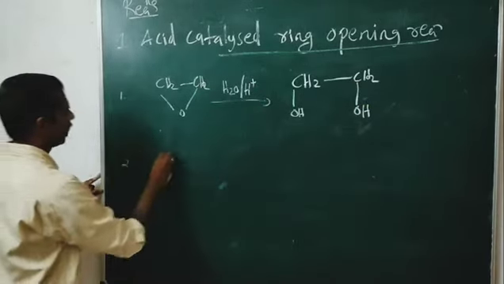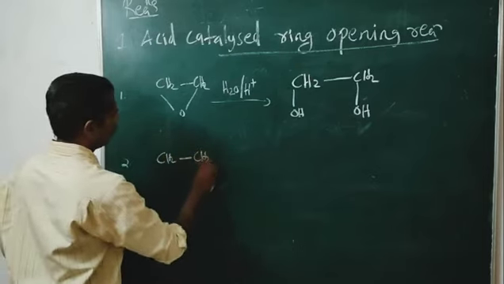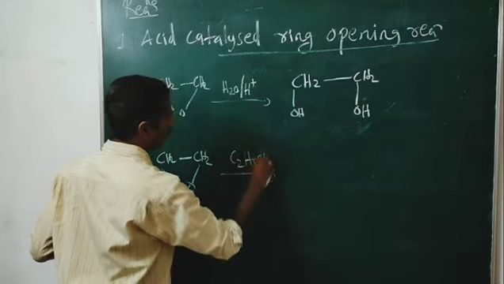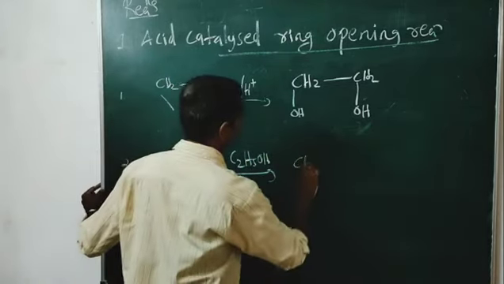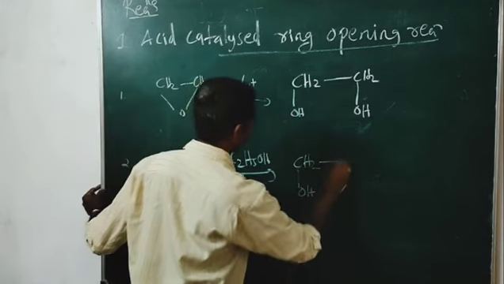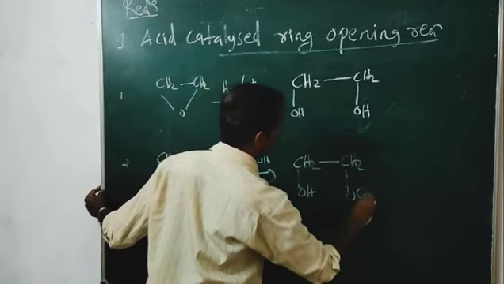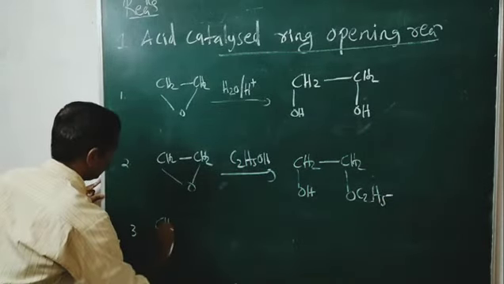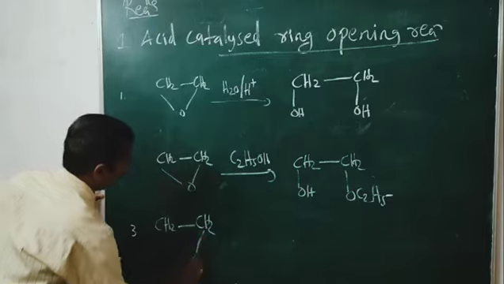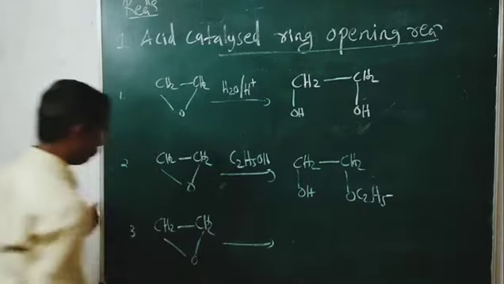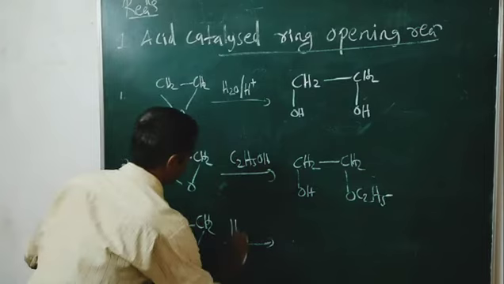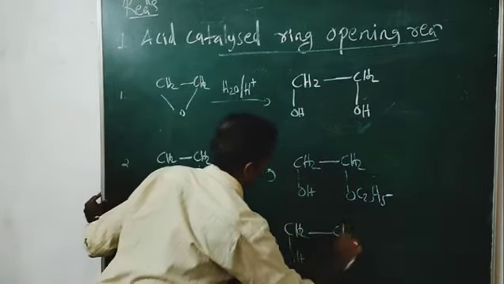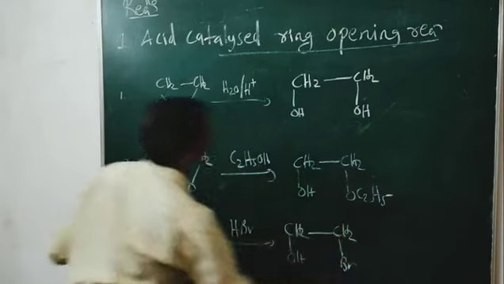Second one, ethylene oxide reacts with ethanol, C2H5OH, and we get CH2OH, CH2OC2H5. Okay, third reaction, ethylene oxide reacts with HBr, we get CH2OH, CH2Br.